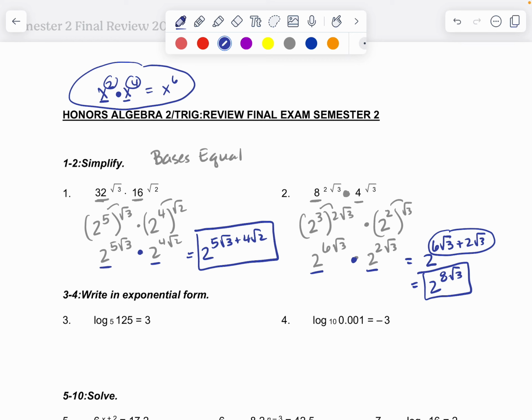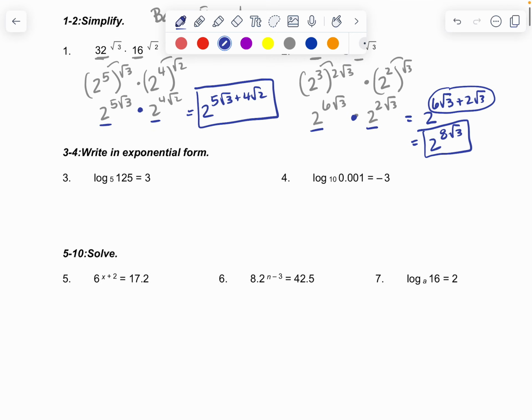All right, number 3, change to exponential form. There are two ways to do it. I will show you both. One way you can do it is take this little base and then do a little circle. I think two of my classes like that way. So you go little base, and then you raise that to the 3rd power, equals whatever that number is, which is 125. And the nice thing about this is that you can check your answer. Is 5 to the 3rd 125? If it's not, you did it wrong.